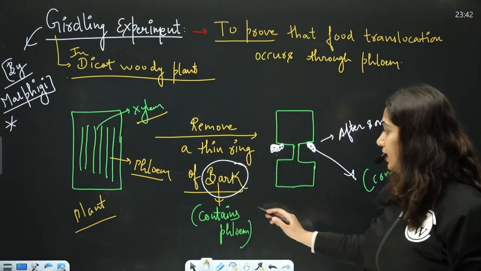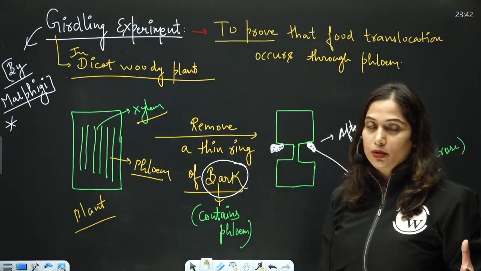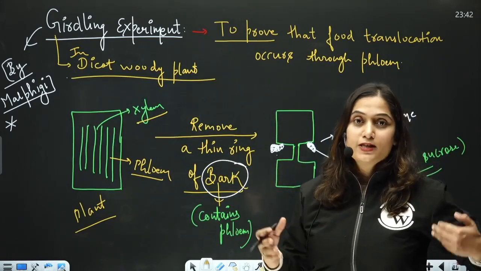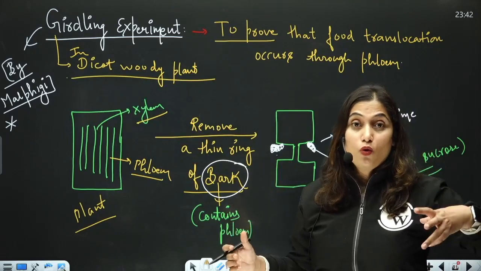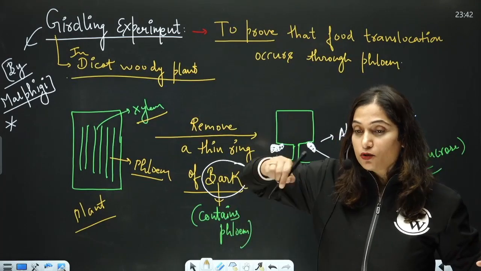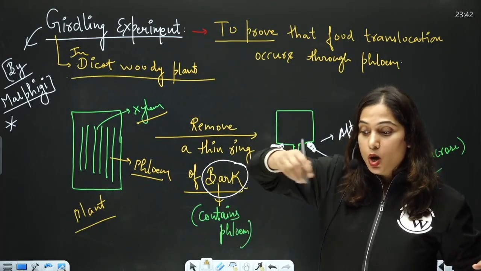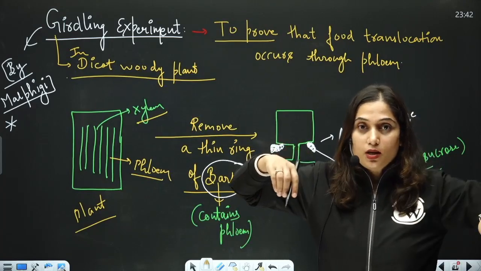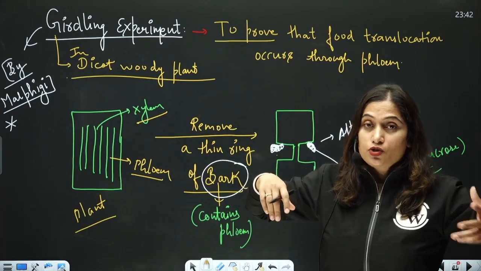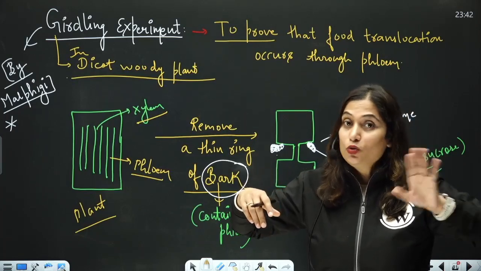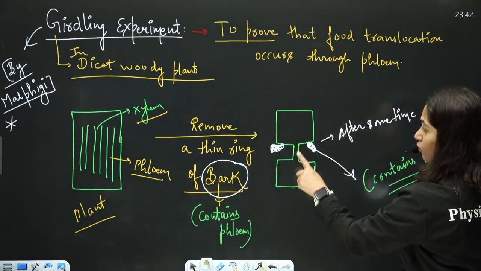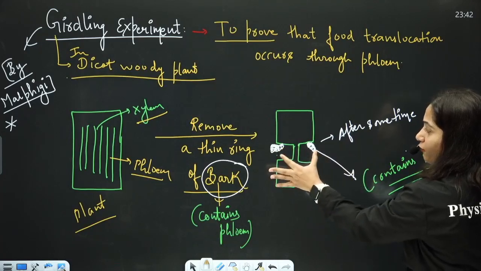What is bark? The detail of this we will deal with in anatomy. Every tissue which is present outside the vascular cambium is bark. That means phloem also comes in bark. What does not come in bark is xylem. The central portion does not come in bark. Whatever there is outside the vascular cambium, that is bark. That means if you remove the bark of a tree or a plant, you will remove its phloem. So I have taken a plant and I have removed bark from this portion, only from this portion.